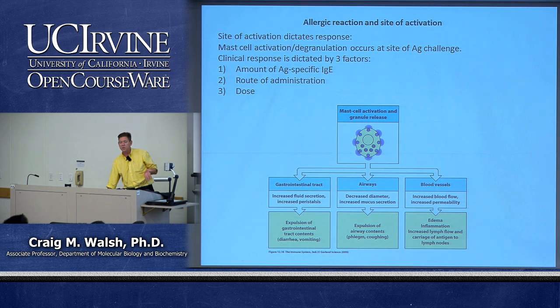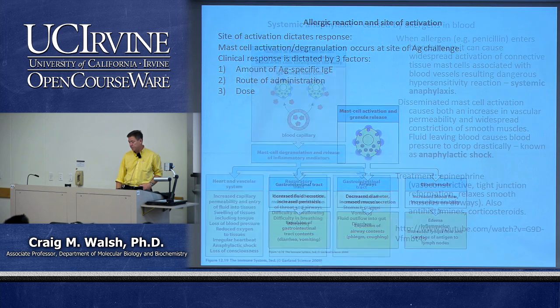Oftentimes your first exposure isn't particularly problematic, but on subsequent exposure, this is when things start to get much more serious. The route of administration, as I mentioned, these different sites where the mast cells are getting activated, and then of course the dose of the allergen itself. If you're exposed to a very, very small amount, unless you're really hypersensitive, you're not going to get particularly sick. You might have some hives or something like that. So all three of those are important to the allergic response.